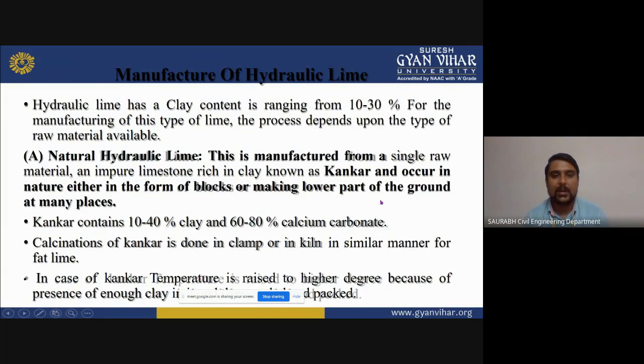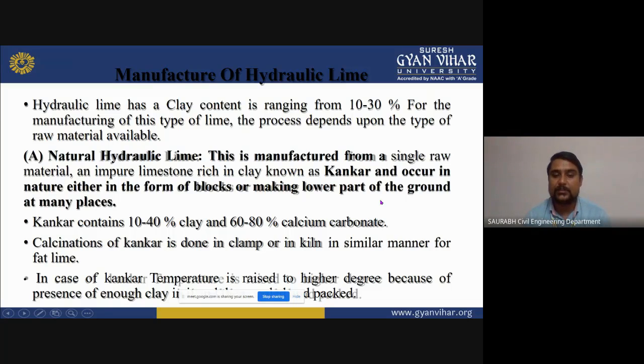Now we will see hydraulic lime, whose clay content ranges from 10 to 30% for the manufacturing of these types of lime. The process depends upon the types of raw material available. First one is natural hydraulic lime. This is manufactured from a single raw material, impure limestone rich in clay known as kankar, which occurs in nature either in the form of blocks or making the lower part of the ground at many places. Kankar contains 10 to 40% clay and 60 to 80% calcium carbonate.